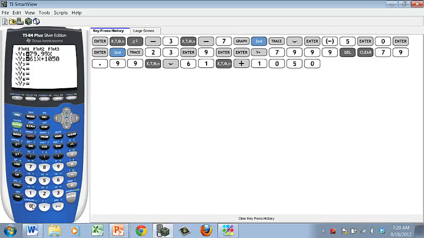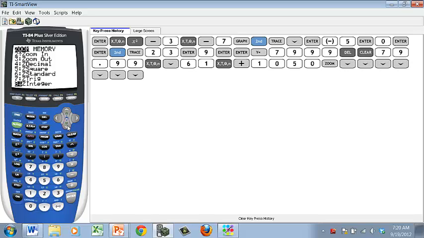Now this time I'm not just going to press graph, since it is a story problem and there's data involved. I'm going to go to zoom fit. So zoom, I believe it's 0, but let's just see here. And it was, so zoom fit. Notice I'm going to get a nice picture of what it looks like.